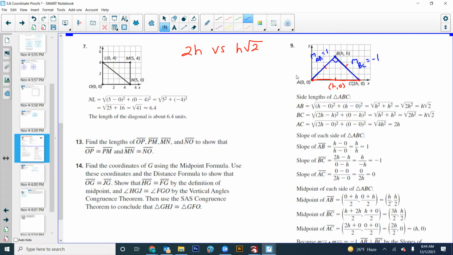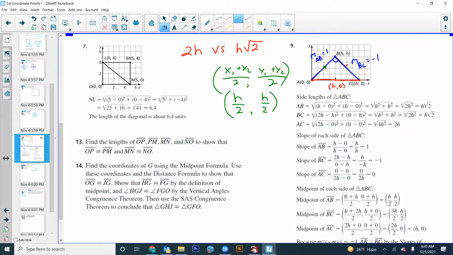Midpoint. Well, do you remember the midpoint formula? x1 plus x2 over 2, comma, y1 plus y2 over 2. So I explained it as the average of the x's and the average of the y's. Remember that? So what happens when you add 0 plus h and divide by 2? H over 2. For this side, comma, 0 plus h over 2, h over 2. H over 2 is the midpoint.